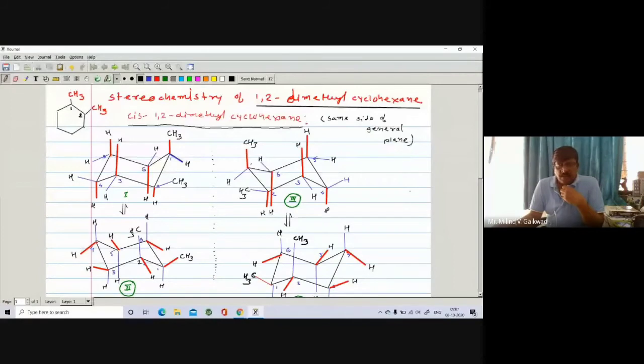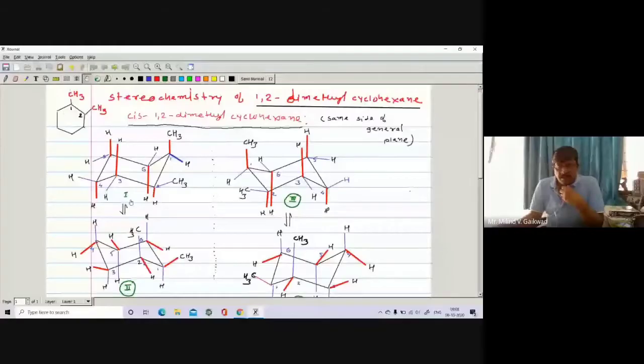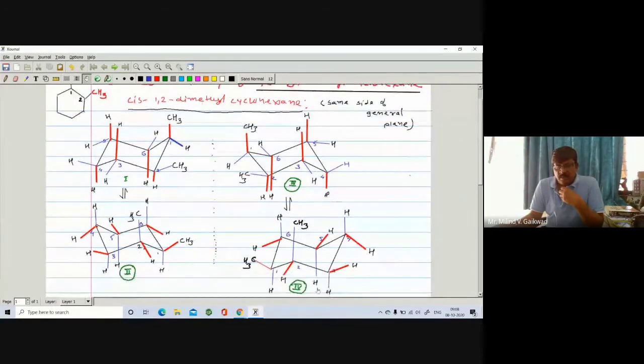If the two groups are on the same side, in this case the methyl and methyl, right? So here is a methyl and here is also methyl. This methyl is going in the upward direction and this methyl is also going in the upward direction. The general plane is the plane containing carbons C2, C3, C5 and C6. So this will go above the plane and this will also go above the plane. So it is cis. Structure number 1 and structure number 2 undergo ring flipping. Similarly, structure number 2 is a mirror image of 1 and structure number 4 is a mirror image of structure number 2. So these are the structures we have written for 1,2-dimethyl cyclohexane.